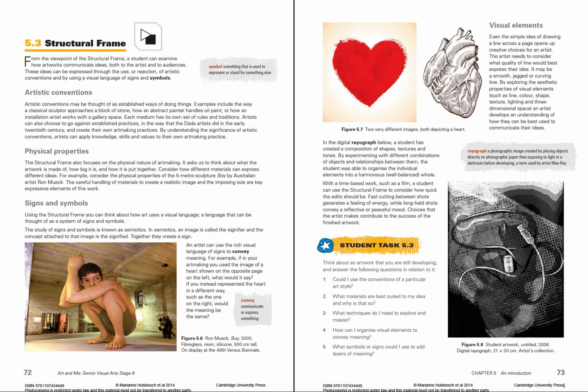It might be at your early stage because you are an art student, but there is a certain way that you set yourself up, or how you paint something, how you draw something. There is a certain system and the reasons why you do that. So examples include the way that classical sculptors approach a block of stone, how an abstract painter handles oil paint, or how an installation artist works within a gallery space. So each medium has its own sets of rules and traditions.